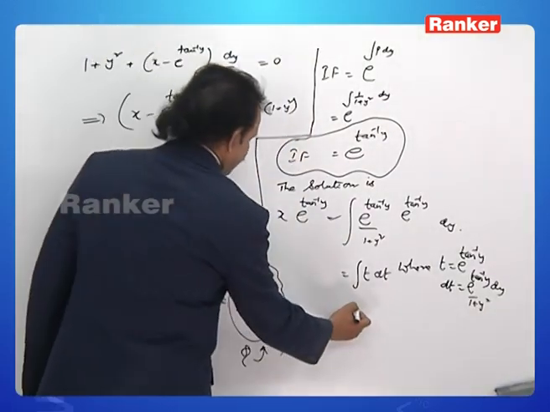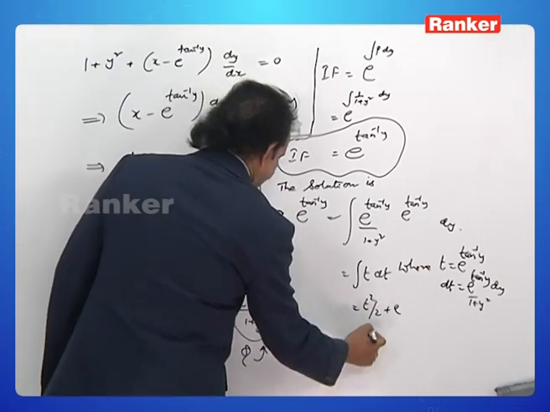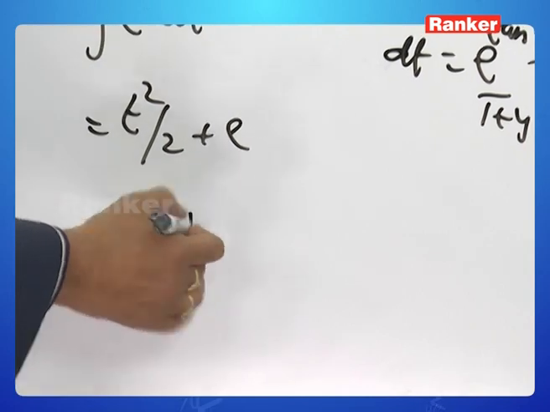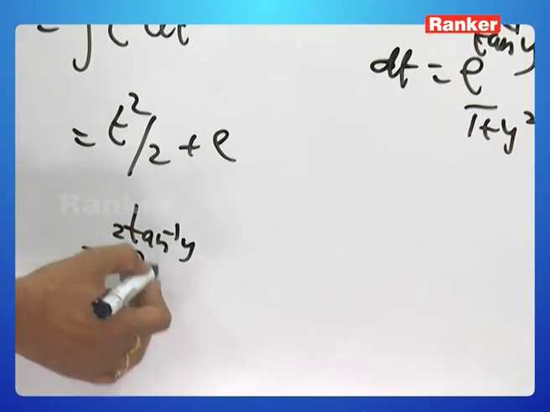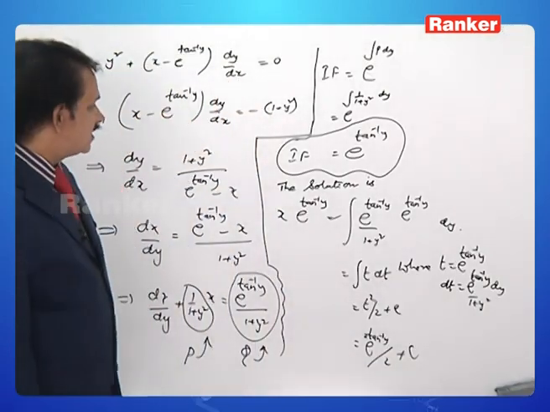What is the integral of t? T square by 2 plus c, that is e power tan inverse y whole square, that is e power 2 tan inverse y by 2 plus c. That gives you the final solution.